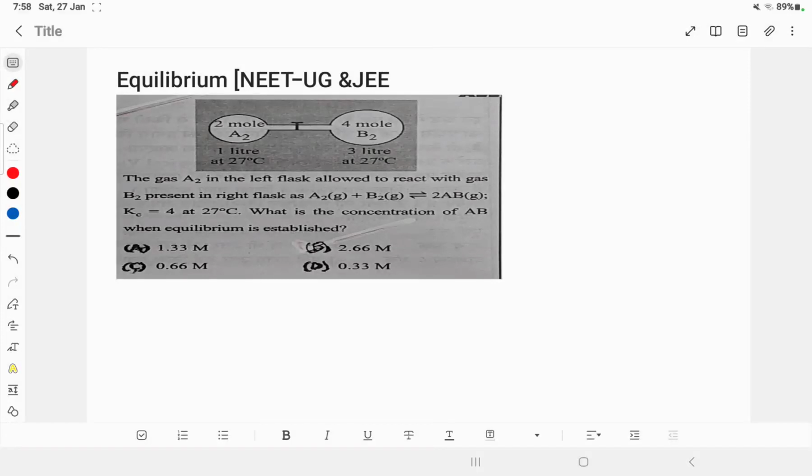Hi everyone, students. Today we'll take up some important questions from chemical equilibrium for the NEET UG exam. Okay students, get yourself ready with pen and paper. These are the questions. Question number 1.